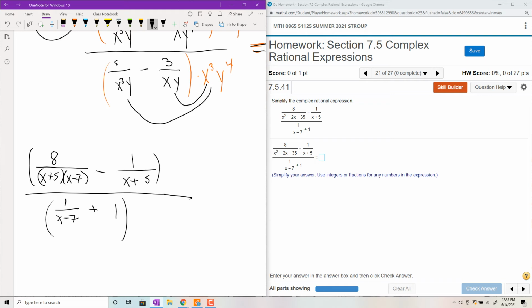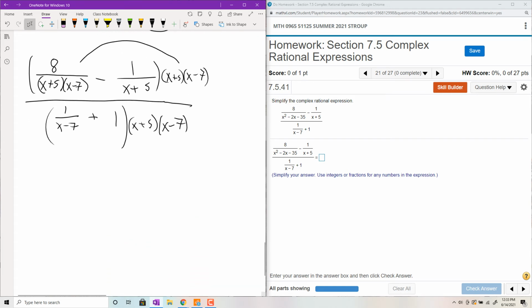So I need to get rid of the x plus 5. So you think, okay, I need to multiply top and bottom by x plus 5. And I also need to get rid of that x minus 7. So I'm going to multiply top and bottom by x minus 7. Okay. So in this first distribution, the denominators will completely cancel, right? Because you're going to have 8 times x plus 5 times x minus 7 over x plus 5 times x minus 7. And the x plus 5s times x minus 7s will cancel. So you just have 8.